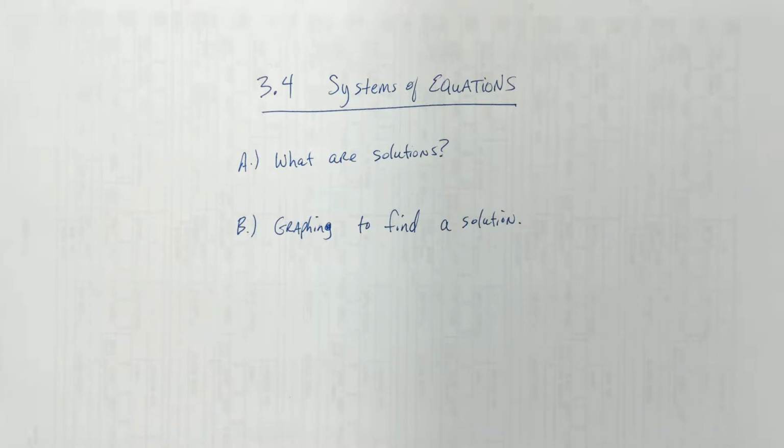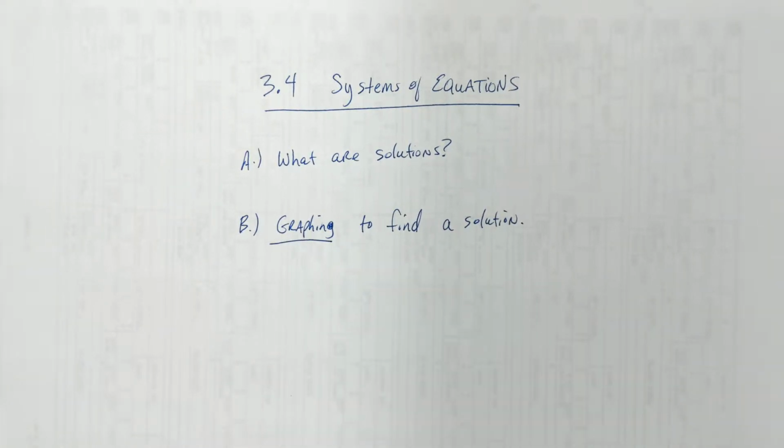Chapter 3.4, and this is on our next quiz too. This is the last section that's on our quiz. So you have to know two things for today. You have to know what a system of equations is, which I'll tell you right now. And then you have to know what solutions are, and you have to know how to find a solution by graphing. Okay?